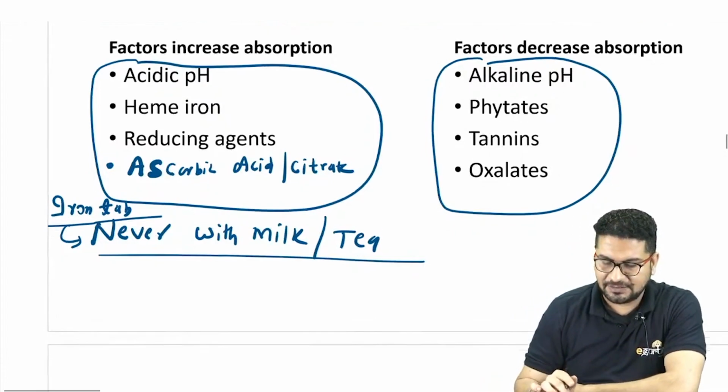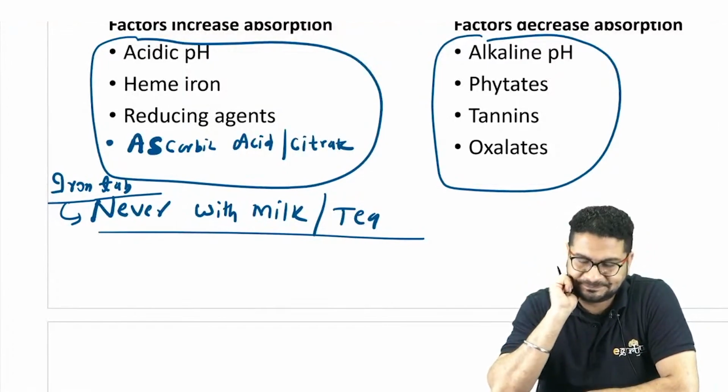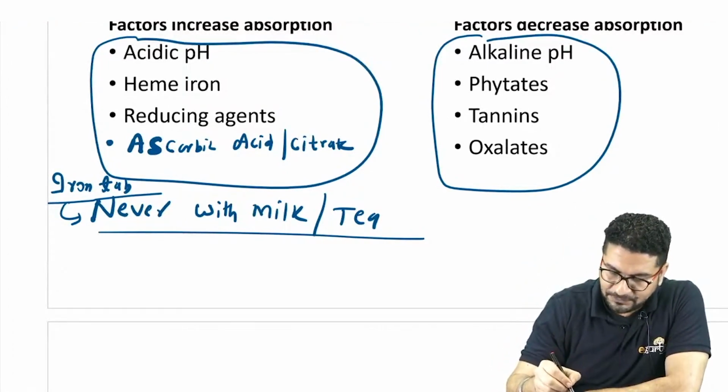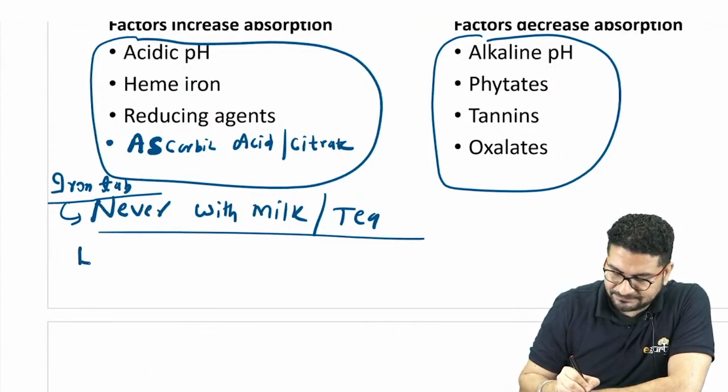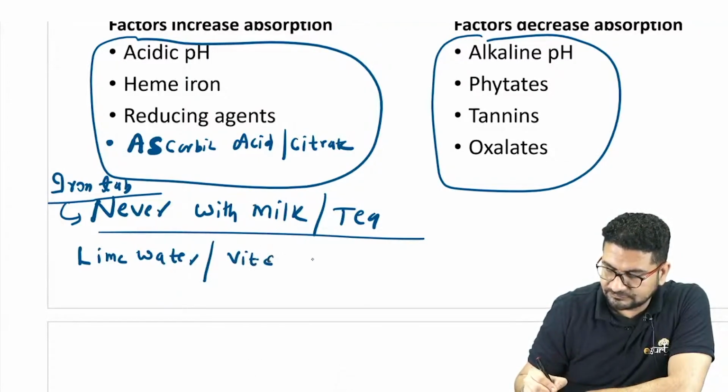If I say what you can use instead, you can use nimbu pani or lime water. You can use lime water, remember, lime water or vitamin C. Vitamin C increases iron absorption.